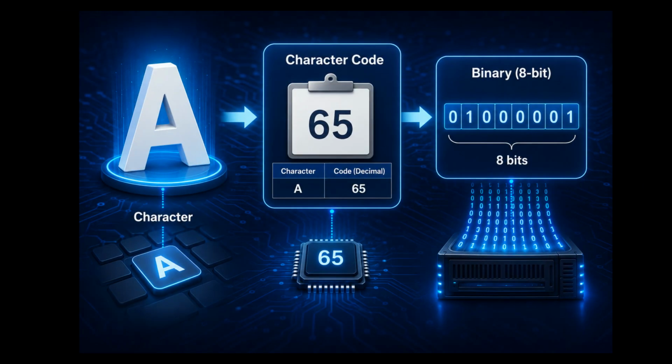Let's see how a computer stores the letter A. First, the character is given a character code. For uppercase A, the code is 65. Next, the number 65 is converted into binary. The result is 01000001. This 8-bit binary value is what the computer stores and processes.